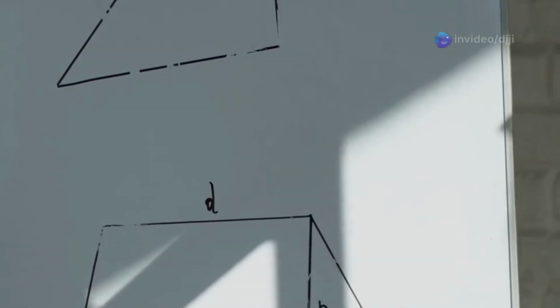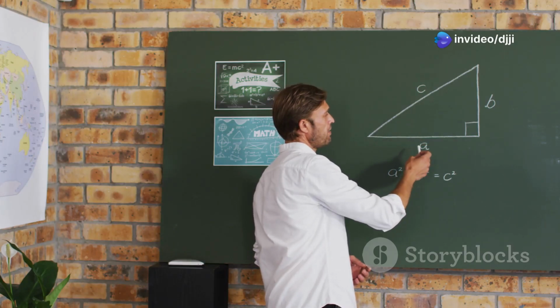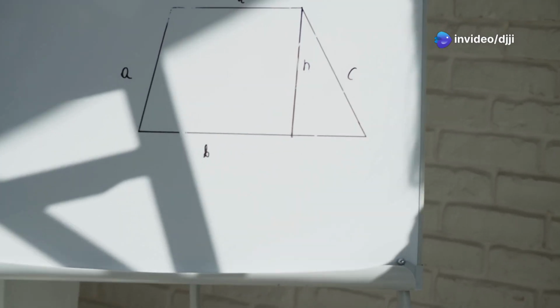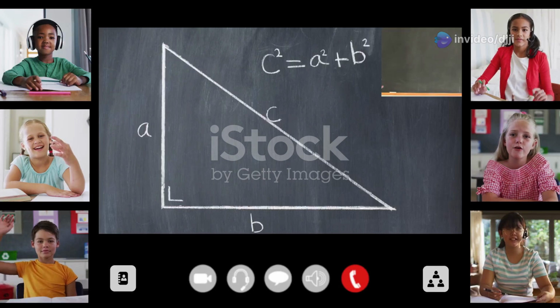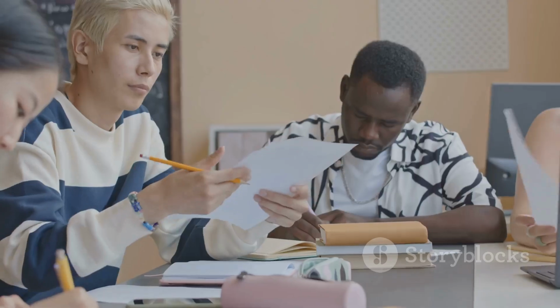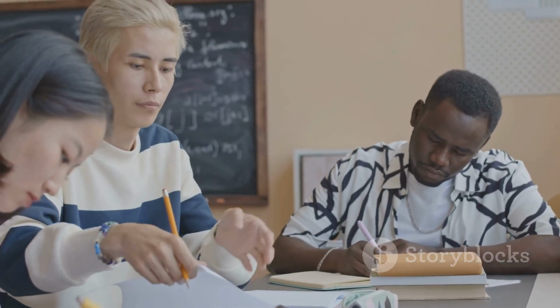Now, to solve a triangle means to find all its unknown sides and angles. For a right triangle, the minimum info you need is either 1, the lengths of two sides, or 2, the length of one side and the measure of one acute angle. Simple, right? Alright, let's talk about some important terms.